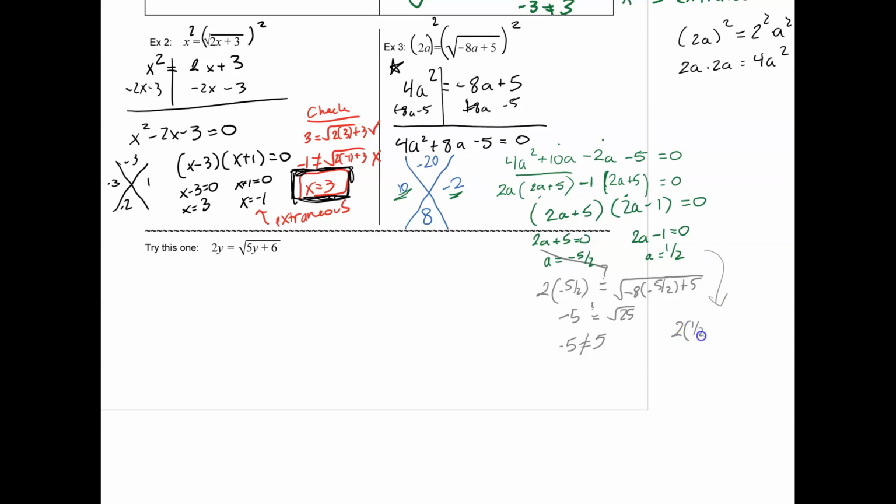Testing out the other one, 2 times 1/2, is that equal to the square root of negative 8 times 1/2 plus 5? Well, 2 times 1/2 is 1. Negative 8 times 1/2 is negative 4 plus 5. It's the square root of 1. So 1 is equal to 1. So a equals 1/2 is our solution right there, while negative 5 over 2, or negative 2.5, is extraneous.